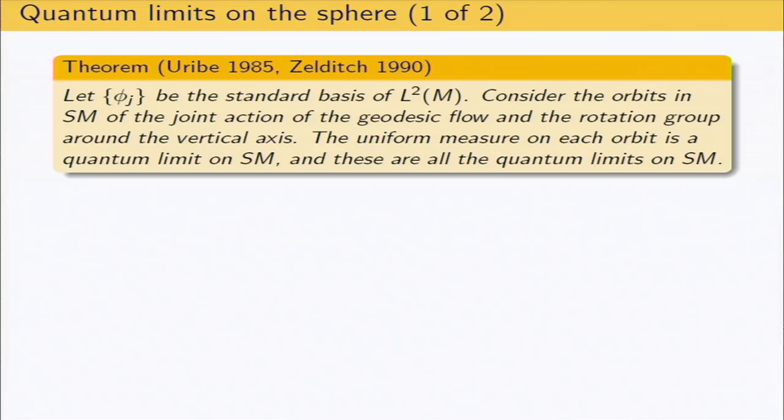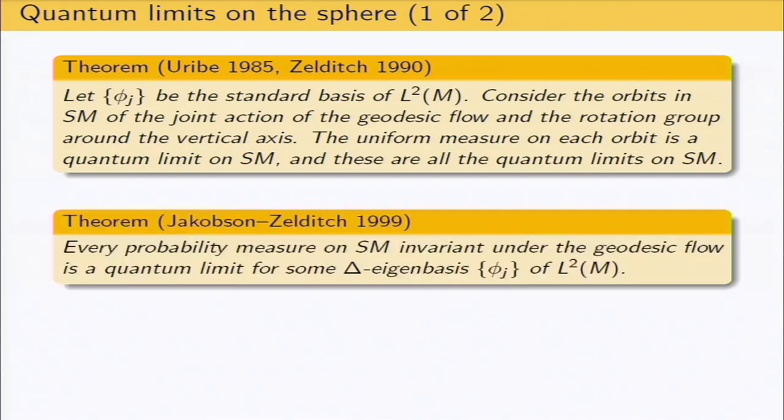And it turns out that these are all the quantum limits on SM. So this reflects the fact that the geodesic flow on the sphere is completely integrable. So there is another quantity besides energy, namely angular momentum, that is preserved, and that foliates phase space into two-dimensional tori. Well, there is also a one-dimensional one along the equator. So in particular, the Liouville measure is not a quantum limit with respect to the standard basis. And then you can ask what other quantum limits we can get.